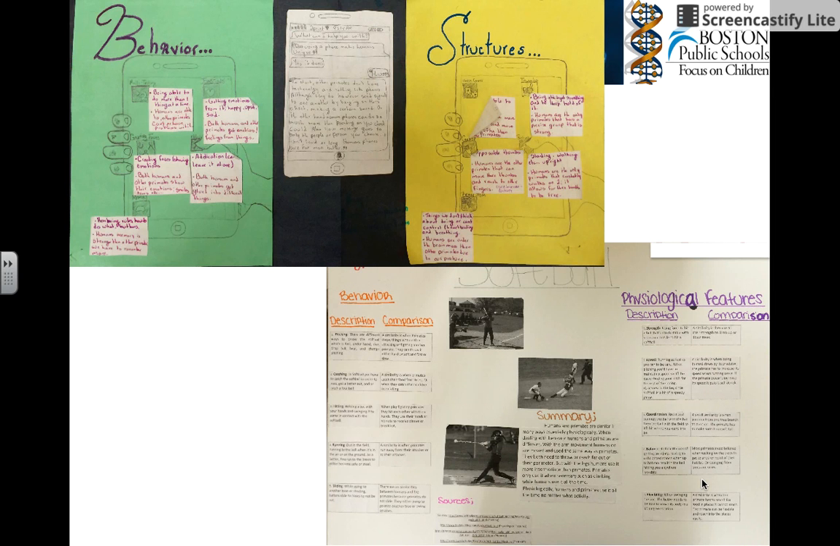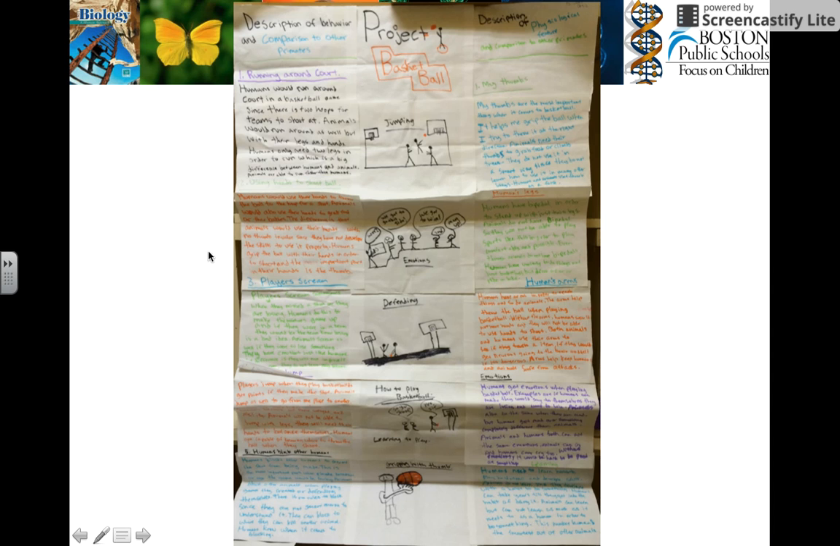These are some sample projects. As I said, I have students choose. So one student chose cell phones or technology here. This is her main idea in the middle, the behavior she chose, the physiological characteristics. Softball. This one was about basketball. And these are posters, but I have students do all kinds of different things.